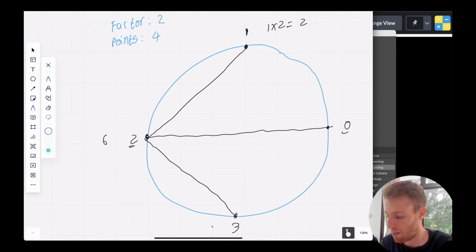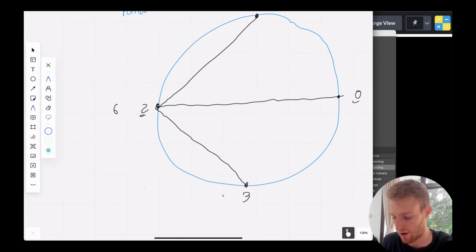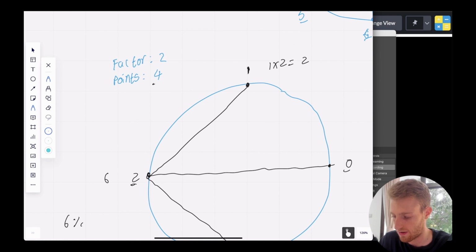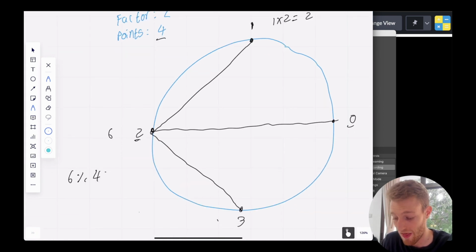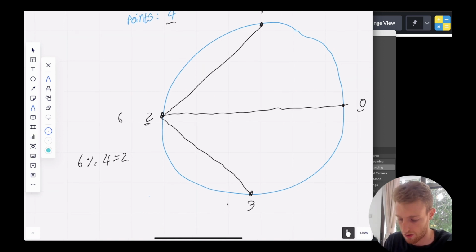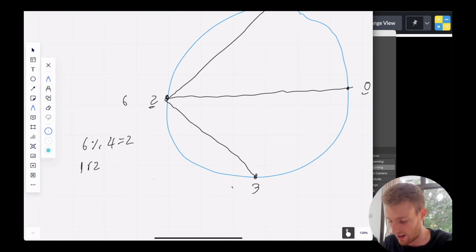So if we want to map point 6, we can take 6 modulus the number of points, 4. So 6 mod 4 is equal to 2, because what modulus is saying is, okay, 6 divided by 4, remainder what? 4 goes into 6 one time, remainder 2. And now this will apply for anything. If we take 8 mod 4, that's going to be 0, because 8 divided by 4 is 2, remainder 0.